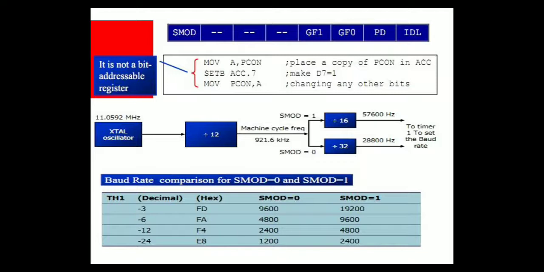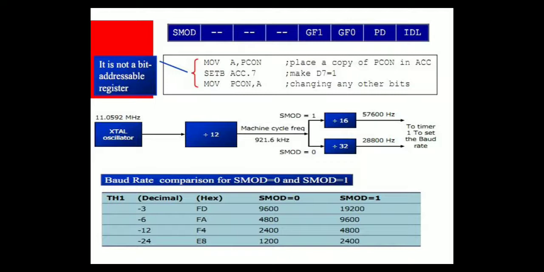But when this particular bit is made 1, if SMOD is 1, you can see the adjacent column. For SMOD equal to 1, even though you are loading -3, now your baud rate will be 19200. For -6, 9600. For -12, 4800, and for -24, it is 2400. So check SMOD column 0 and SMOD column 1. You are getting a doubled baud rate.